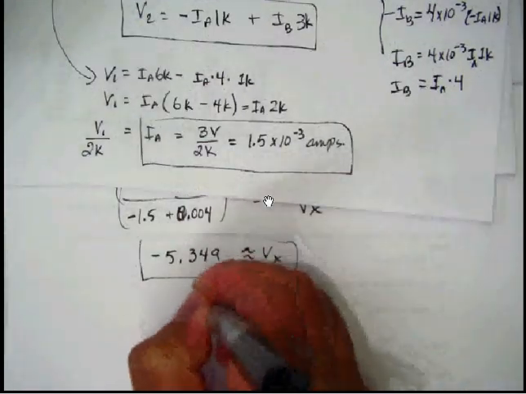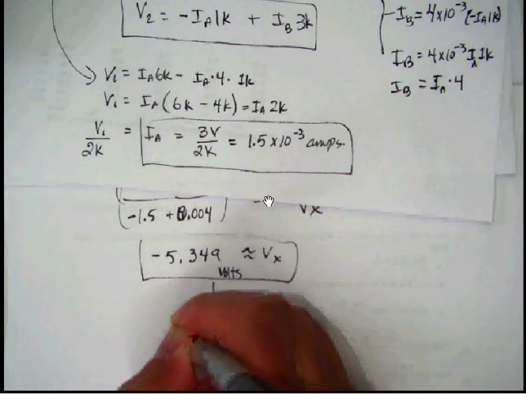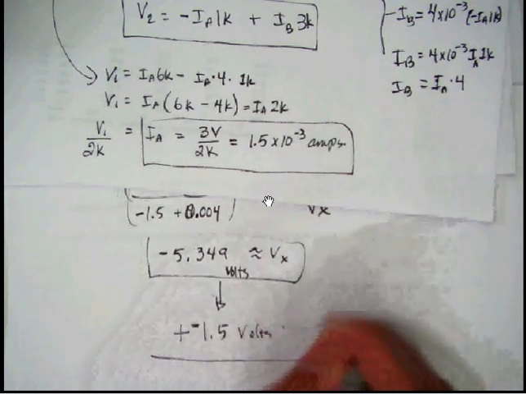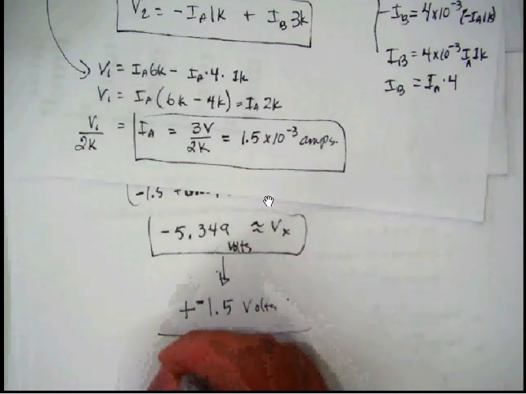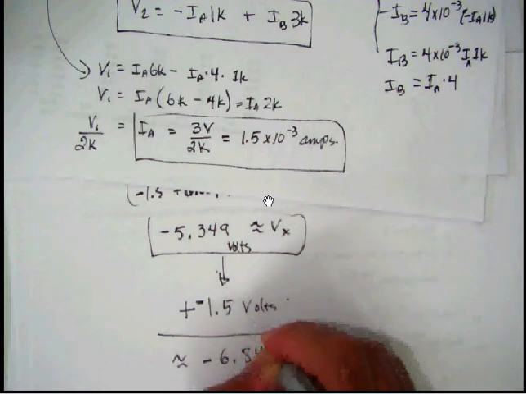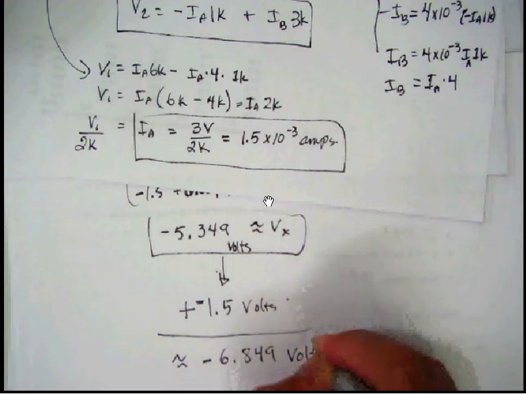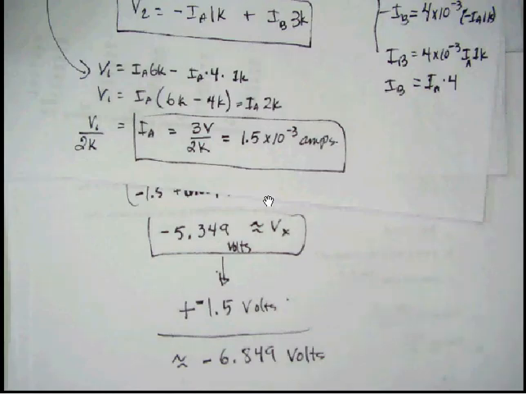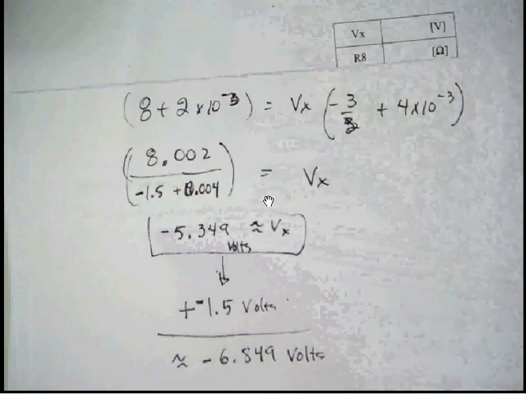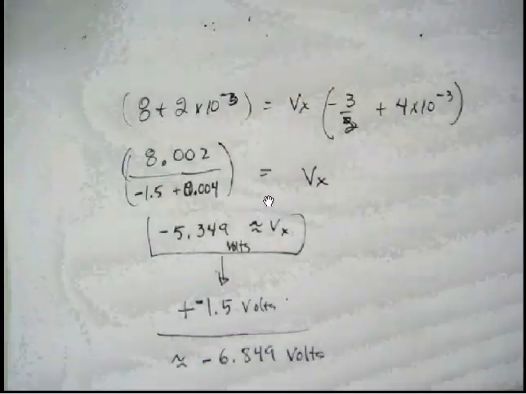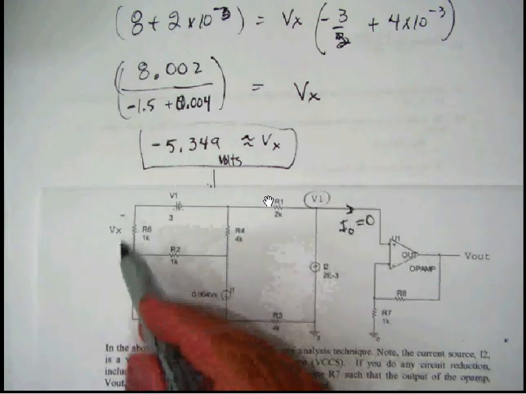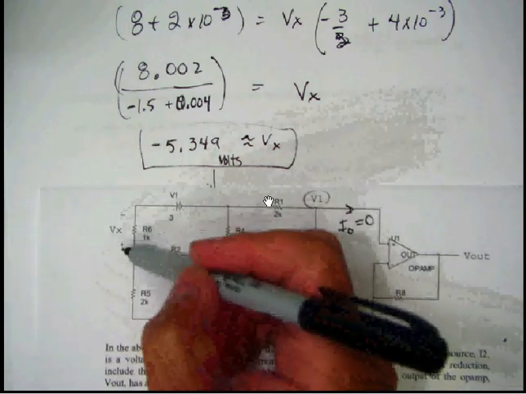So we've got this plus negative 1.5 volts. And that gives us approximately negative 6.849 volts on the circuit Vx, on the resistor R6, or as drawn, voltage Vx right here. So it's drawn with the positive end here.